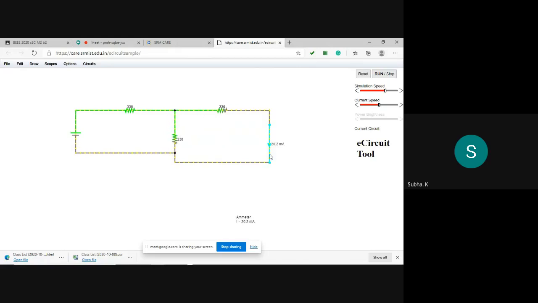Finally, you have to do the maximum power transfer theorem. For that you have to calculate V Thevenin and R Thevenin, and you have to tabulate some values from the first circuit. Have you understood up to this, the verification of Thevenin's and Norton's theorems in simulation? Yes, ma'am.